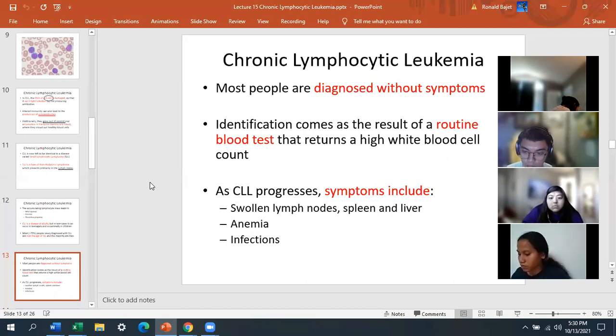CLL progresses, and the symptoms include swollen lymph nodes, spleen and liver, anemia, and infections. Again, you're prone to infections. You have a high white count, but it's not going to help you.